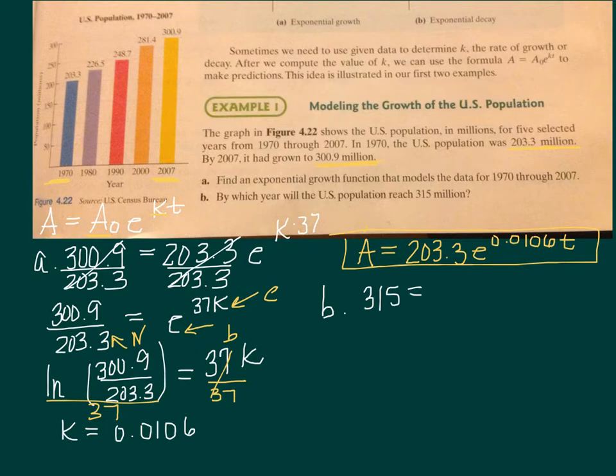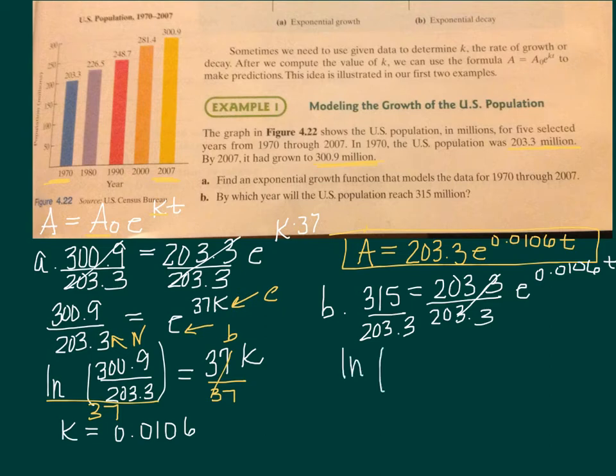So I'm just going to plug in 315 because that's what we want it to grow to. And you basically do the same thing. You divide. Oh, you don't divide that though. Now, and then you're going to write it in log form. ln base e of your number is equal to 0.0106t. And once you put that in your calculator, you're going to divide.